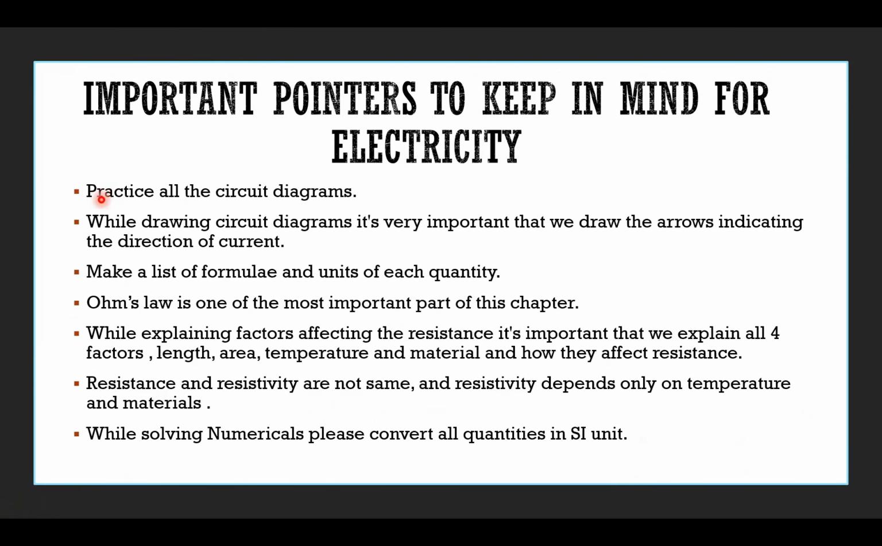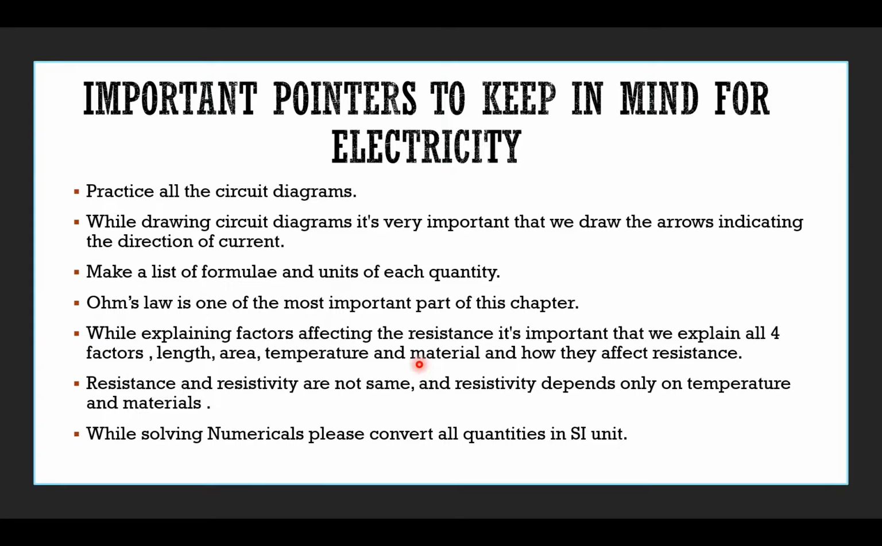Coming up to electricity, please practice all the circuit diagrams again as we did for light. While drawing a circuit diagram, make it a point that you draw the arrows indicating the direction of current. For this chapter, I would advise you to make a list of formulas because there are limited formulas, around 10, 12. If you are thorough with the formulas, you'll be able to write them and get marks for them as well. Coming up to one of the important parts of the chapter, which is Ohm's law, please practice it well. The formula V is equal to IR will be repeated multiple times in the question paper.